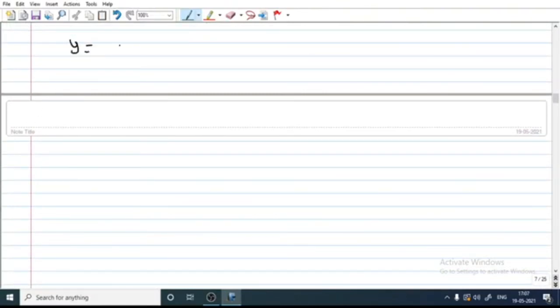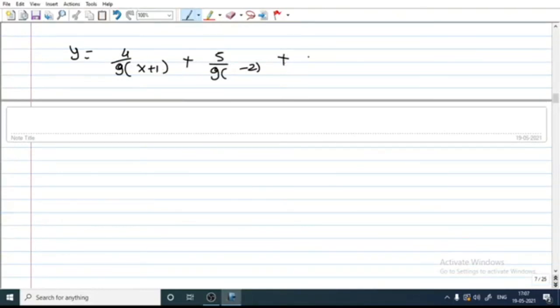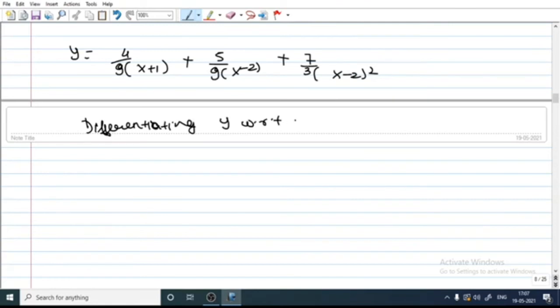So y is nothing but, if we express it properly, 4 by 9 into x plus 1 plus 5 by 9 into x minus 2 plus 7 by 3 into x minus 2 the whole square. So what we can do after this? After this we can do differentiating y with respect to x n times.